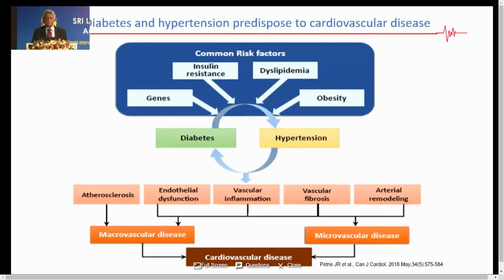Also, diabetes and hypertension involve certain common risk factors like insulin resistance, dyslipidemia, obesity, and genetic problems. These can lead to atherosclerosis, endothelial dysfunction, vascular inflammation, vascular fibrosis, and arterial glomerular problems. All these can lead to cardiovascular problems.